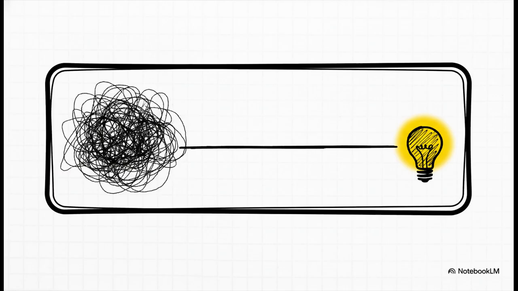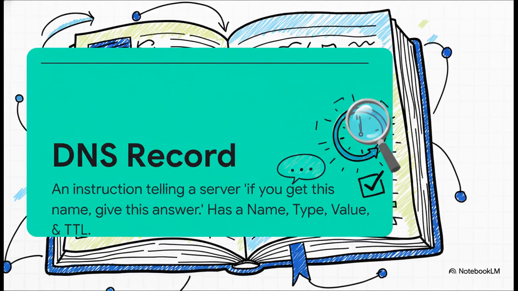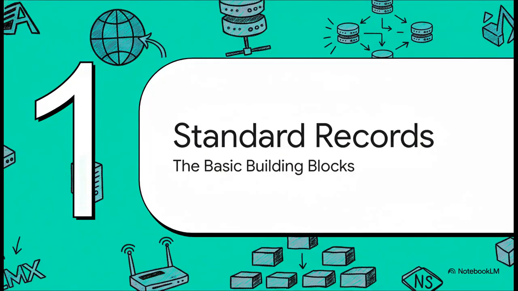Ready? Let's do this. So at its absolute core, what even is a DNS record? Think of it like a single entry in the internet's giant address book. It's a simple instruction with 4 key parts. The name, which is what someone is looking for. The type, which tells the server what kind of answer to give. The value, which is the answer. And finally, the TTL, or time to live, which just tells other servers how long to remember that answer before asking again.